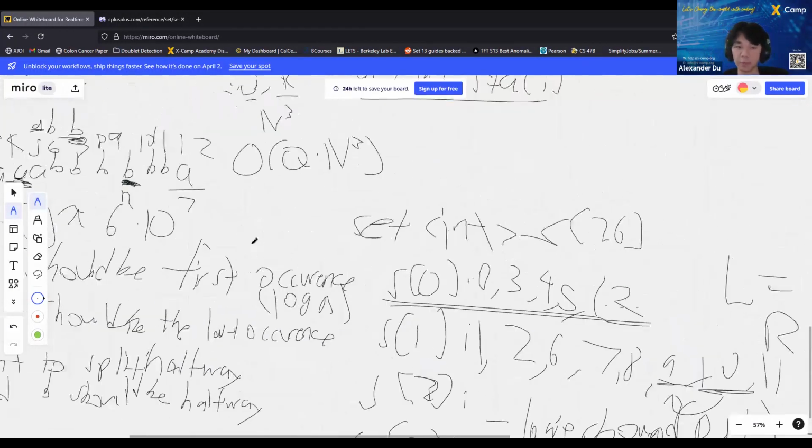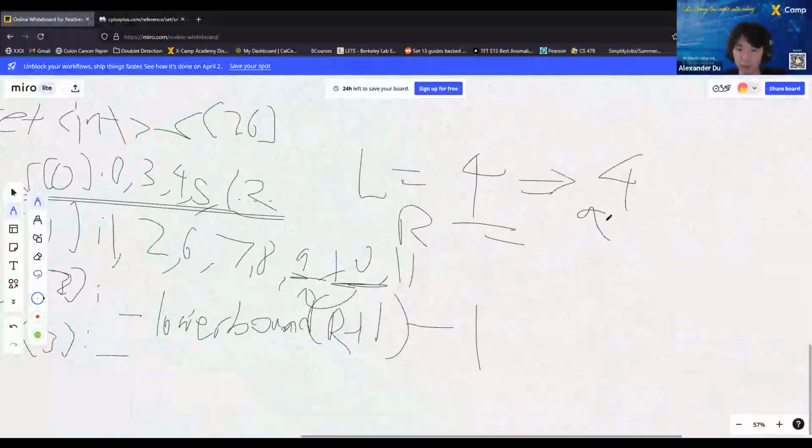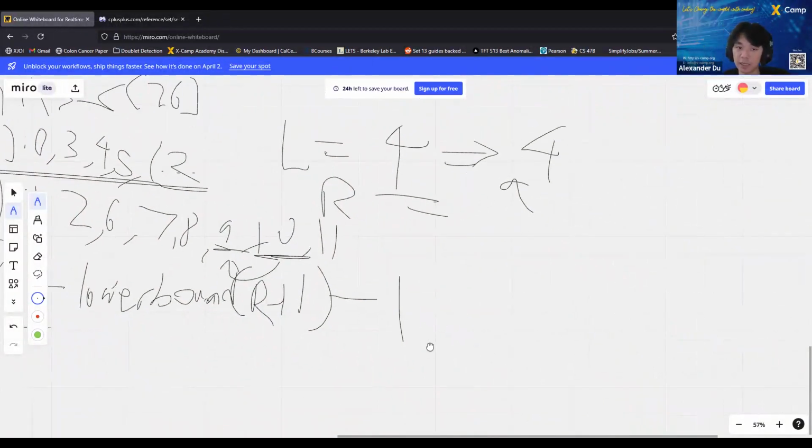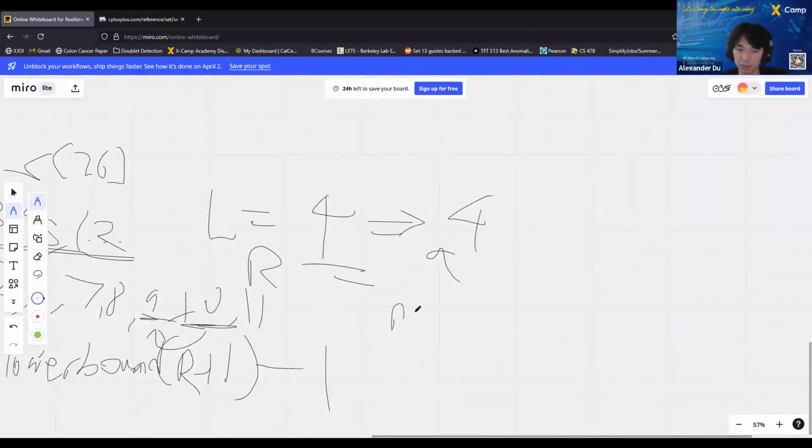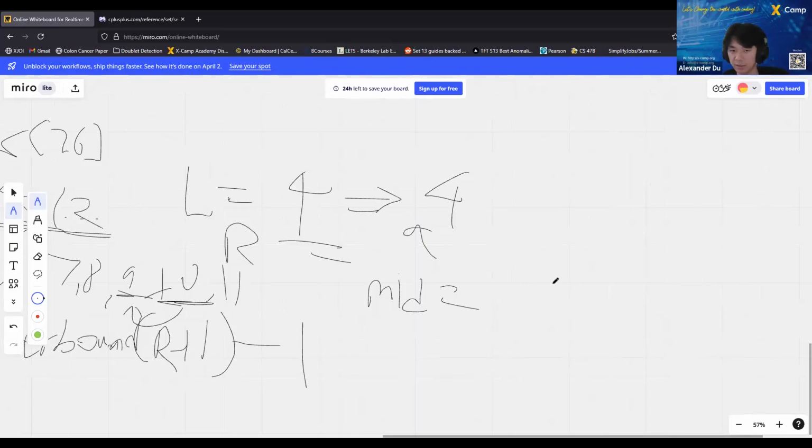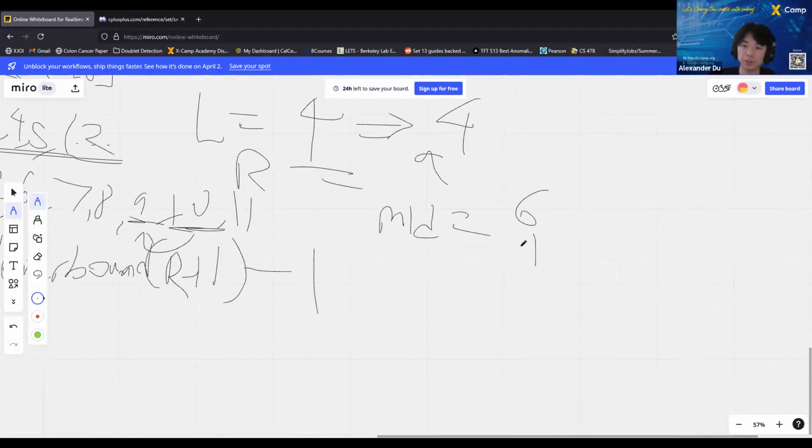So we want to find the one halfway. Let's say currently L equals 4, R equals 9. The midpoint is equal to 6.5. Let's round down to 6. The issue here is that we don't necessarily know if there's nothing exactly on this midpoint, right?